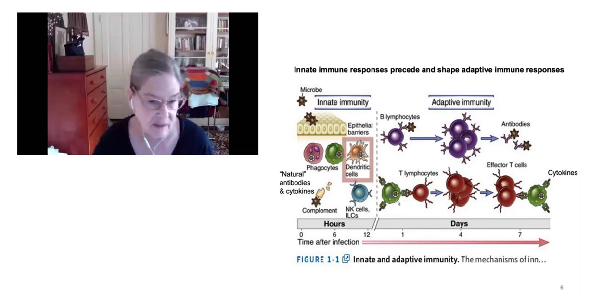Whereas with the T lymphocytes, dendritic cells will present antigen to them, and that will teach them to divide and differentiate again and become effector T cells, which will then either kill infected cells if they're cytotoxic T cells, or, working through cytokines and cell-cell interactions, help other immune responses, including antibody responses.